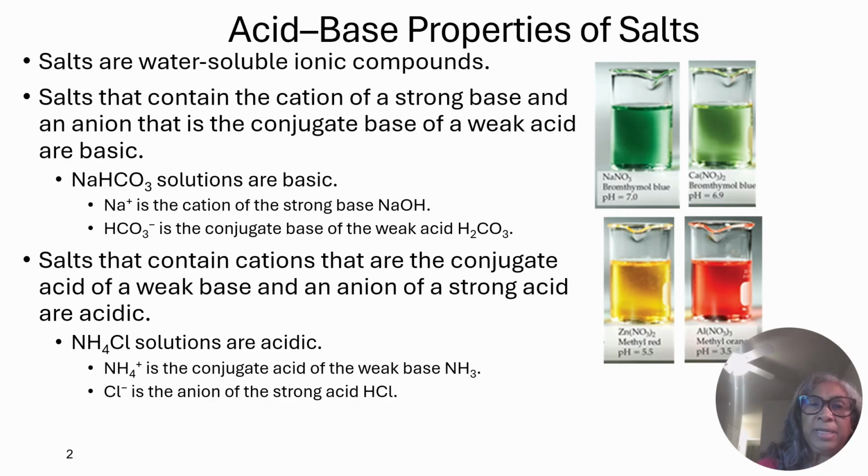If the cation is a conjugate acid of a weak base, the solution is acidic. If the anion is a conjugate base of a weak acid, the solution will be basic. Some transition metal salts dissolved in water result in acidic solutions. Cobalt(II) chloride, zinc nitrate, and aluminum nitrate are acidic. Al3+ is a cation, and it is a Lewis acid.